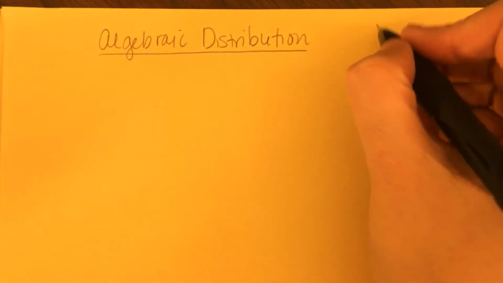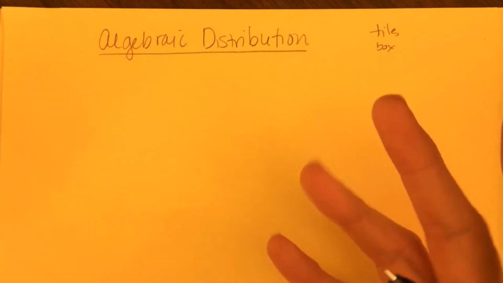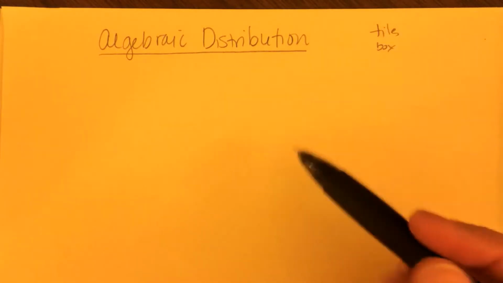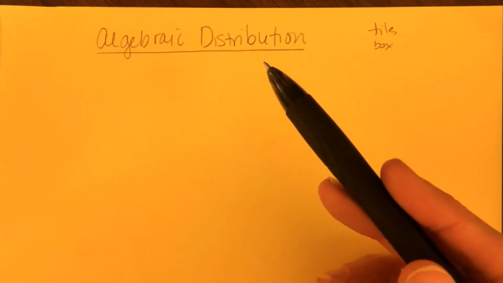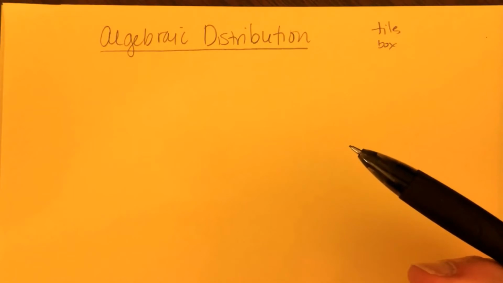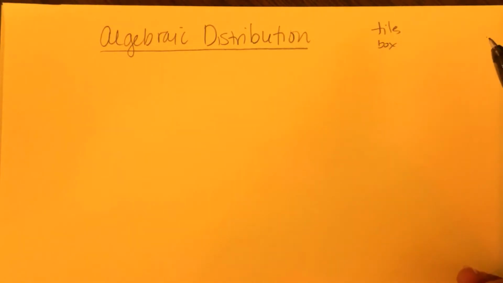All right, we've talked about two methods up until now. We've talked about tiles, which is modeling, and we've talked about the box, which is an organized visual distribution, a visual representation of the tiles. Today I'm going to teach you the final method for multiplying. Well, there are others, but the final method we're going to learn this year is called algebraic distribution. So what that means is we're basically doing the box without the box.